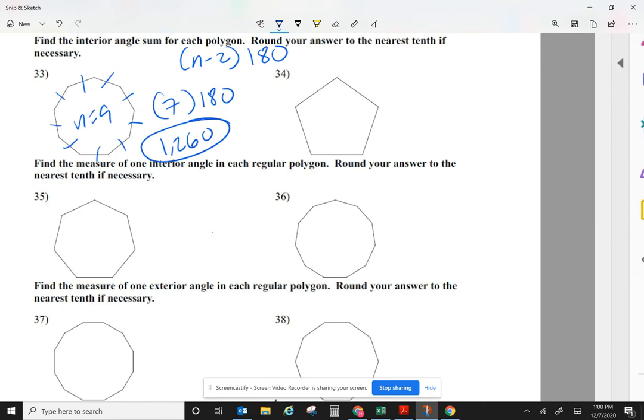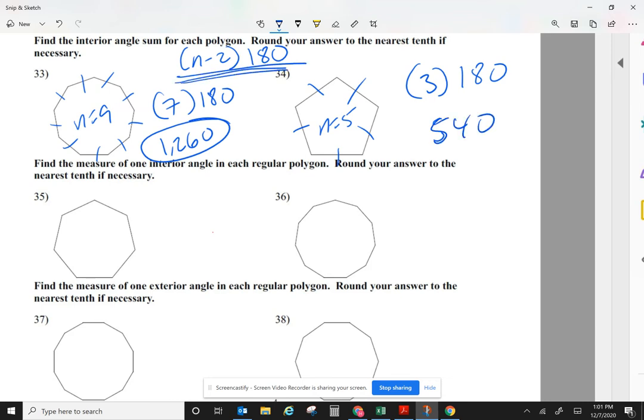Looking at number 34, when I count the sides, there's 5 of them. So that means there's 5 angles as well. The way I'm going to find out how much all of them add up to, I'm going to go 3. Remember the 3 because I went n minus 2, 5 minus 2. So 3 times 180. 3 times 180 is 540. The formula that I'm using for the angles on the inside is n minus 2 times 180. That's how much all the angles on the inside add up to.